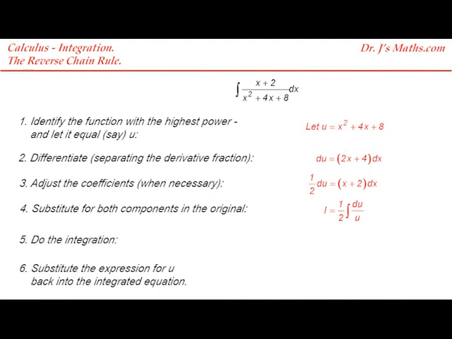Now clearly du over u, or dx over x, is simply a log, and so our integral is a half log u to the base e, and then we replace the u, and so it becomes a half log x squared plus 4x plus 8 plus c.